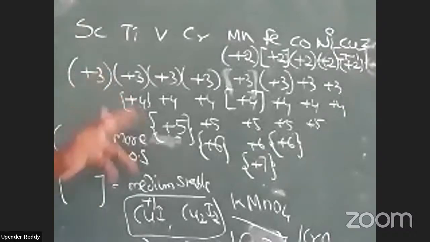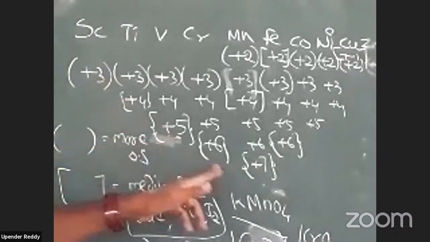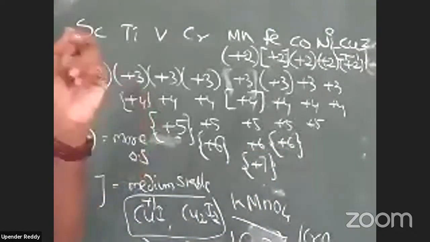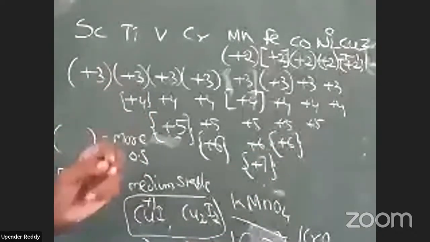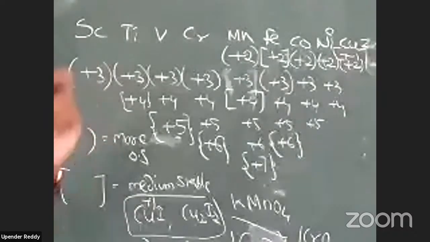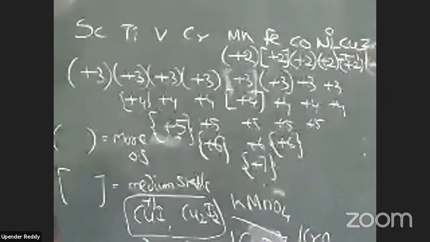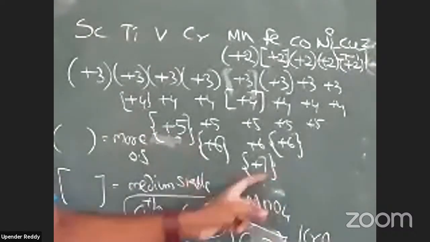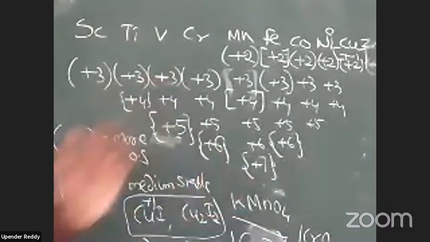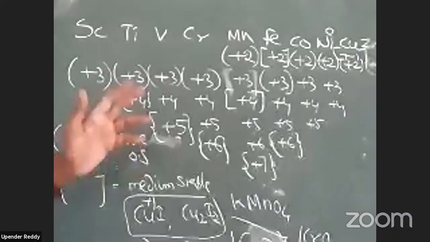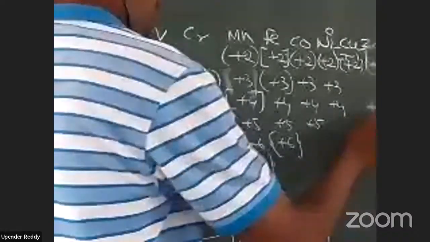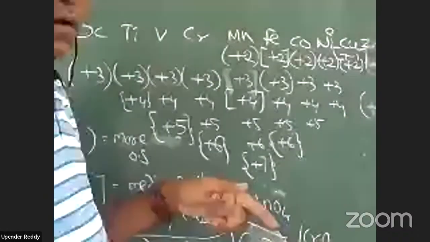So higher oxidation states such as +5, +6, +7, etc. can be exhibited only in those compounds, oxides or fluorides. Without oxygen or fluorine, these oxidation states cannot be exhibited.